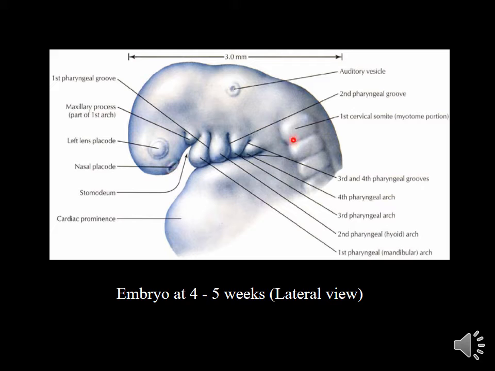Here you can see the lateral view of the embryo, about 4 to 5 weeks. Here are the pharyngeal arches, all of them are here. Here is the developing head region, and this is the developing heart. Here is the site of the stomodium, or the primitive mouth.